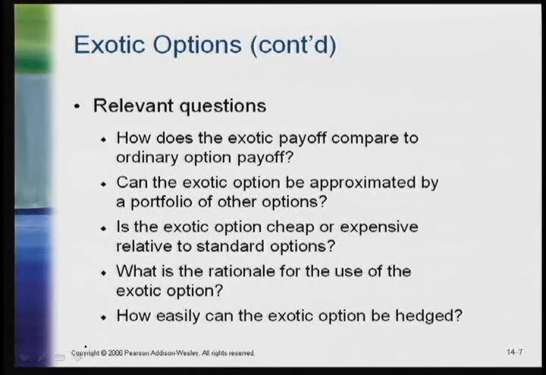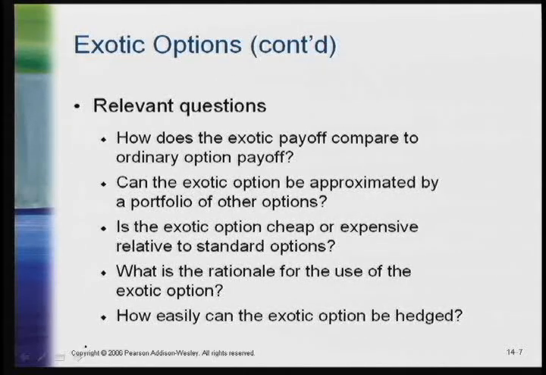So, relevant questions. First of all, the definition. What is the exotic payoff? How does it compare to a plain vanilla payoff? Can we approximate this exotic option using vanilla options? How's the pricing of the exotic option done? Is an option in the market cheap or expensive relative to how we might model that price? What's the rationale for using them?